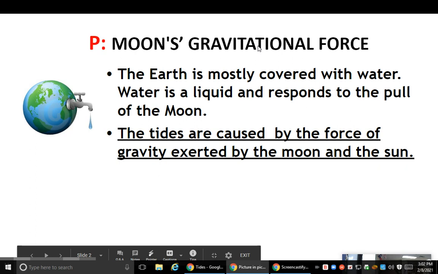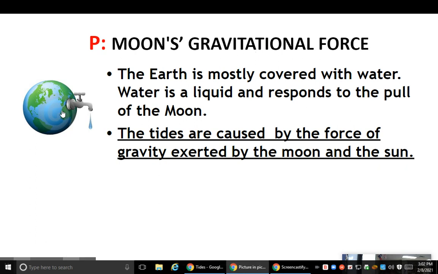Moon's gravitational force. The Earth is mostly covered with water. Water is a liquid and responds to the pull of the moon. The tides are caused by the force of gravity exerted by the moon and the sun.